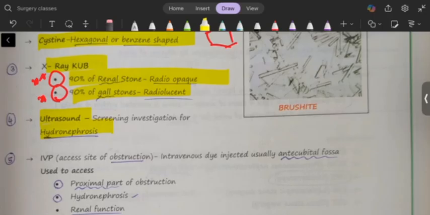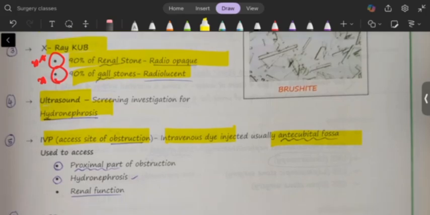So intravenous pyelography, intravenous dye is injected here. This is usually done through the antecubital fossa. This is used to assess proximal part of ureter obstruction, or hydronephrosis, or renal function. IVP will be helpful to diagnose all of these. For that reason, we'll do IVP in cases of renal stones.